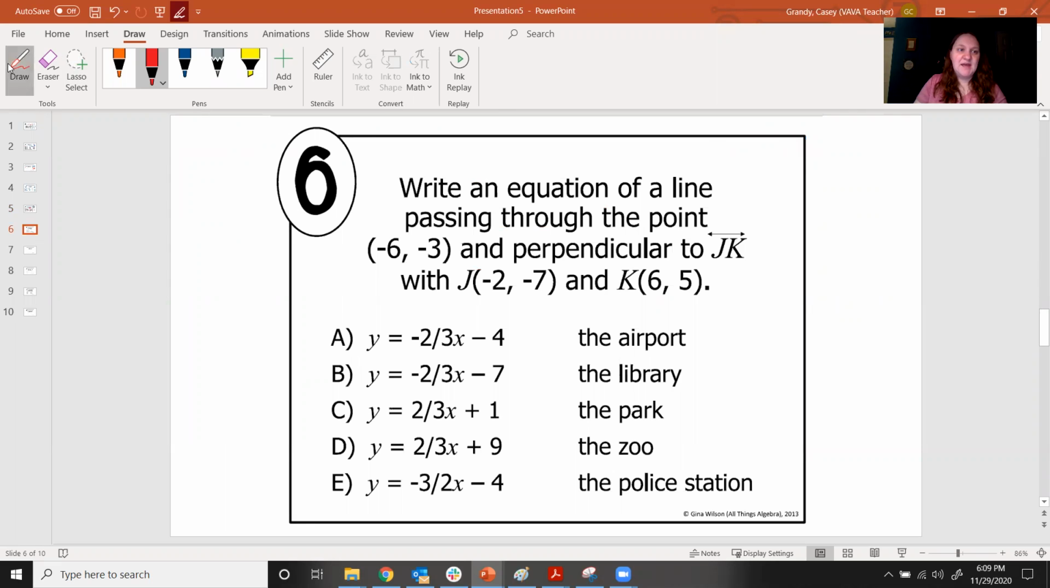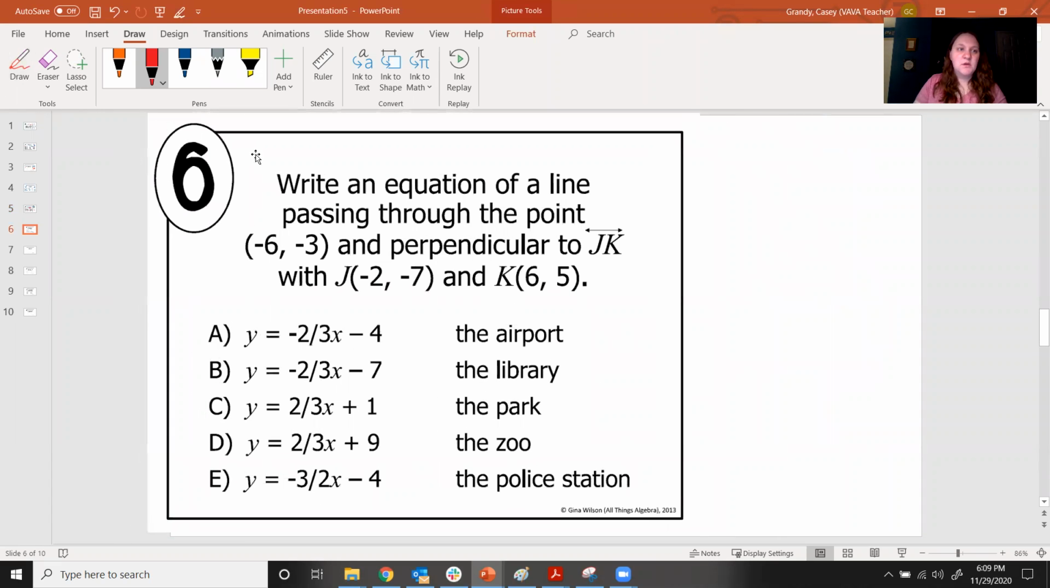Okay, let's look at 6. Write an equation of a line passing through the point -6, -3, and is perpendicular to JK, with J at this point and K at this point. You're going to need a slope of JK. You're going to need to know the perpendicular slope once you find that. And then you can use your slope and a point to write the equation, very much like how we did the one with parallel lines. Go ahead and try that now.